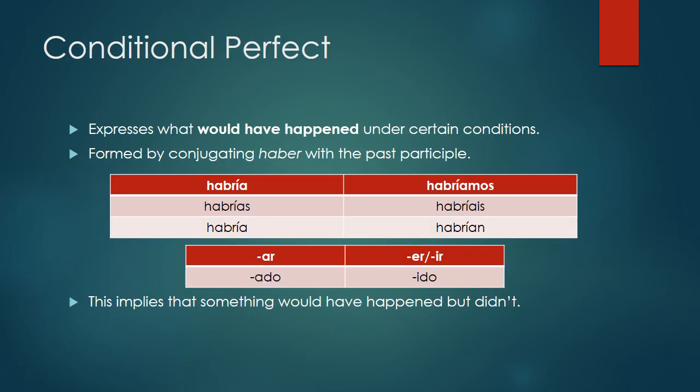And finally, we have the conditional perfect. Conditional perfect expresses what would have happened under certain conditions. It's formed by conjugating haber in the conditional and then adding the past participle of whatever verb you want to conjugate. The conjugations of haber in the conditional are habría, habrías, habría, habríamos, habríais, y habrían. And of course, the past participles end in ado and ido. The conditional perfect implies that something would have happened, but it didn't.